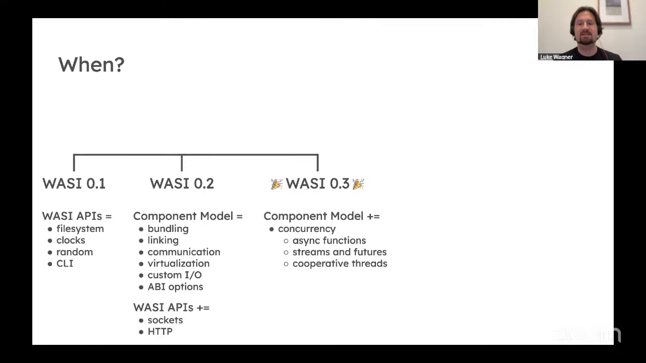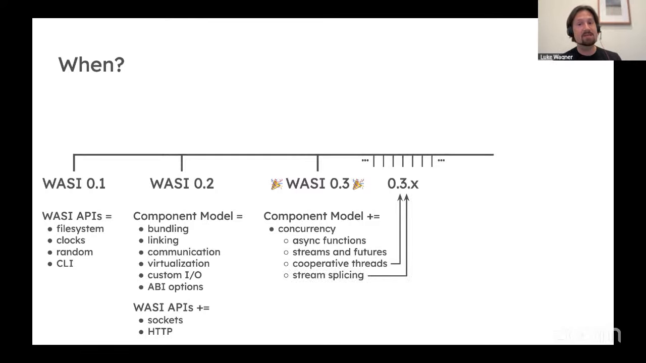But as soon as that's done, cooperative threads will go out in the next 0.3 minor release, taking advantage of the 2-month release cadence that we set up in 0.2. There's also another small but important addition we need for streams, which is the ability to splice one stream into another without an intermediate copy. It's very important for performance. It just didn't make it into 0.3.0 in time.